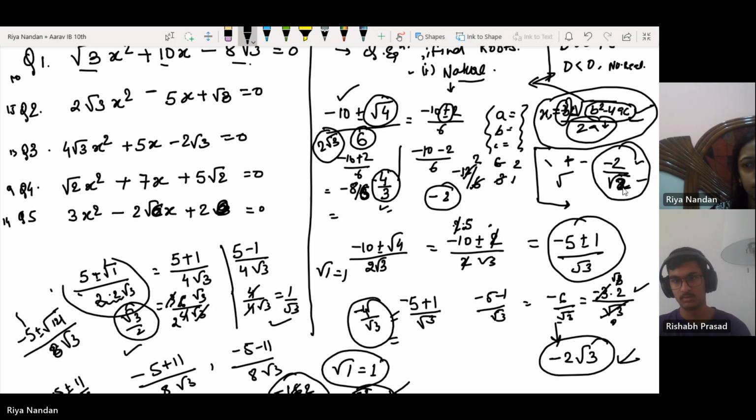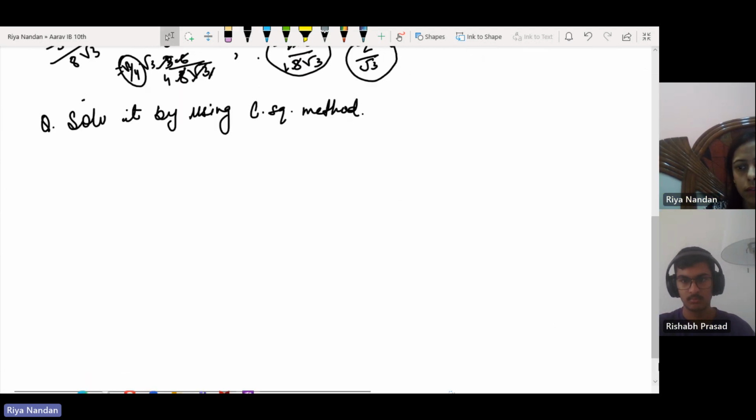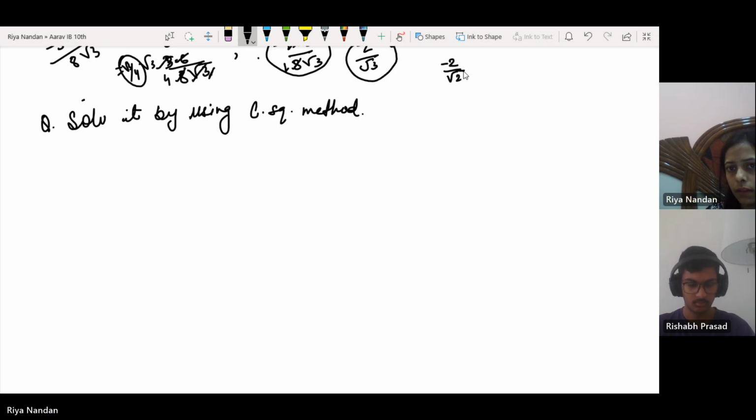No, I don't know. You already know 2 equals root 2 into root 2. We can write, right? And by root 2 you have already given in the answer. So can we cancel 1 root 2, 1 root 2? Yes, so the answer is minus root 2. This is your answer you are getting, right? You are getting minus 2 upon root 2, right? And 5 upon root 2.